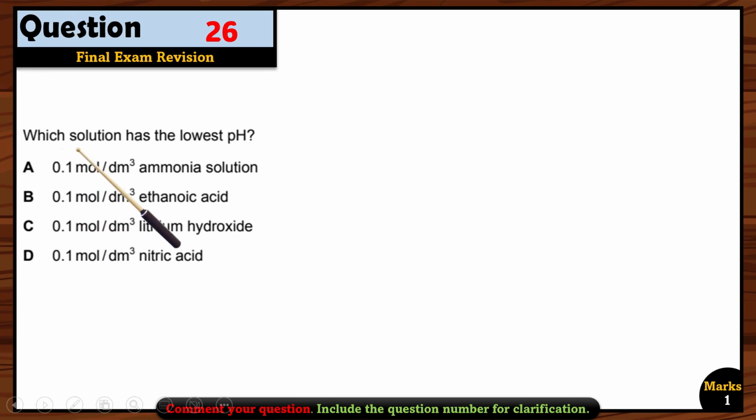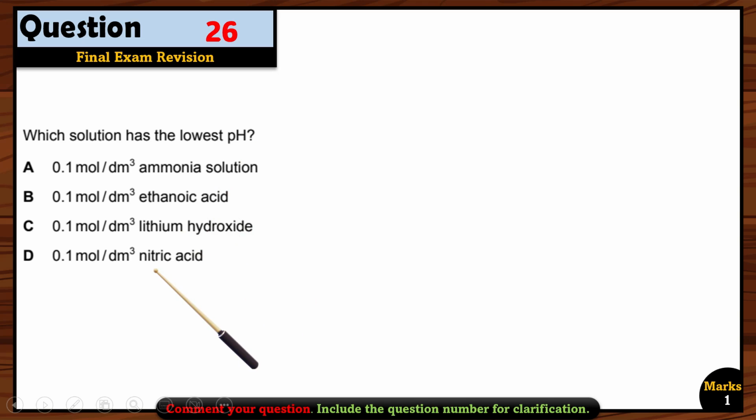Question 26. Which solution has the lowest pH? Okay, so we have to look for the pH of all of these solutions one by one. And remember that the lowest pH will be of the strong acid. So we have to find the one which is a strong acid. Ammonia solution. Ammonia is a base, so it's rejected. Ethanoic acid, it's a weak acid, so it can be an option. Lithium hydroxide, again, it's a base.